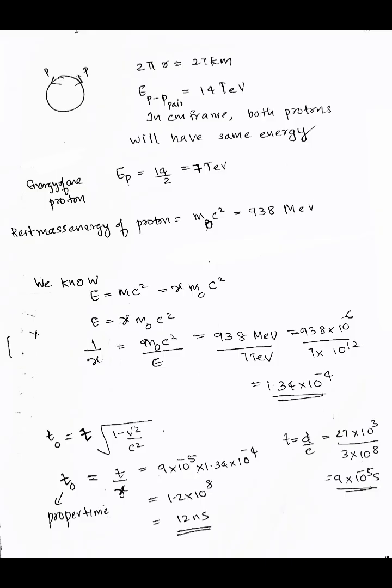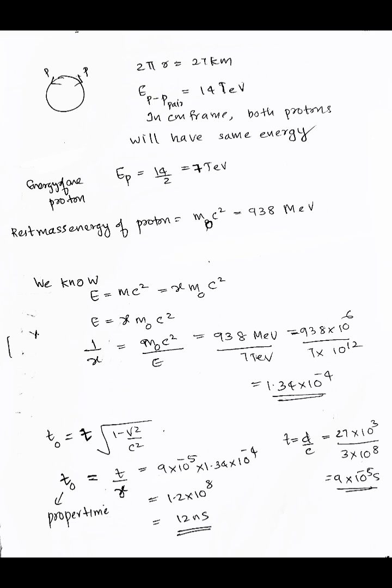This is equal to 938 MeV. We know energy E is equal to mc square, that is equal to gamma m naught c square. So 1 by gamma is equal to m naught c square by E, that is equal to 938 MeV by 7 TeV, that is equal to 938 into 10 power 6 divided by 7 into 10 power 12, which is equal to 1.34 into 10 power minus 4.